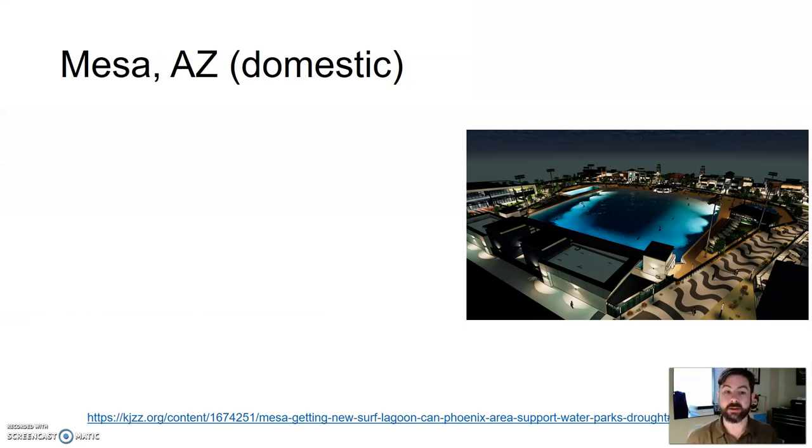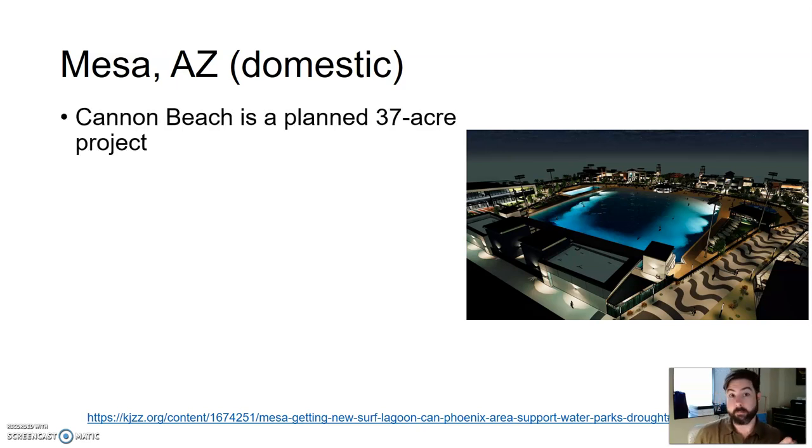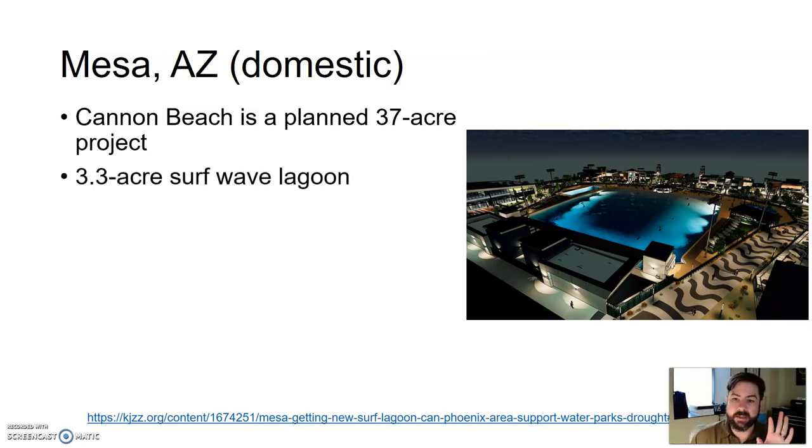Another domestic issue, right here in Arizona. This one just came across the news not too long ago. In Mesa, there's a place called Cannon Beach. It's a planned 37-acre kind of project, little fun park. In there, they have a 3.3-acre surf wave lagoon. So this is going to be for surfing. It creates giant waves and you can surf it.